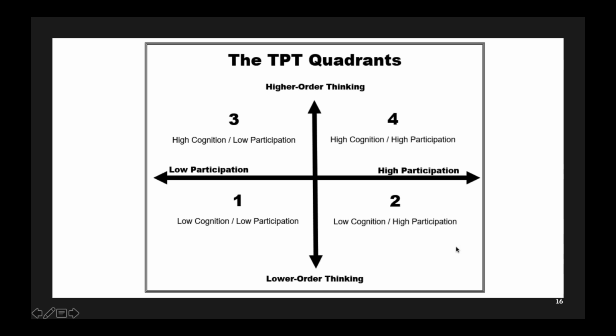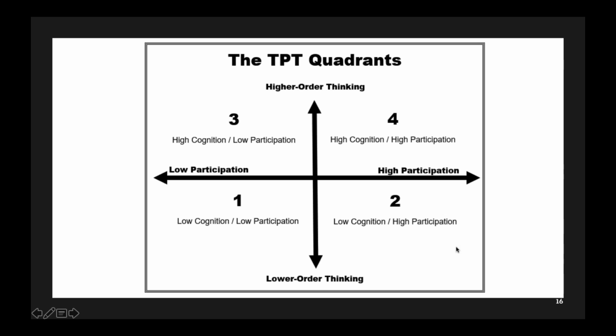So the TPT researchers took the higher order, lower order thinking and low and high participation and developed a quadrant sort for us so we can identify where our activities and engagement strategies fall. If you're in quadrant 1, the activities you're providing to your students are low in cognition and have very little participation, or very few students are participating in those activities.